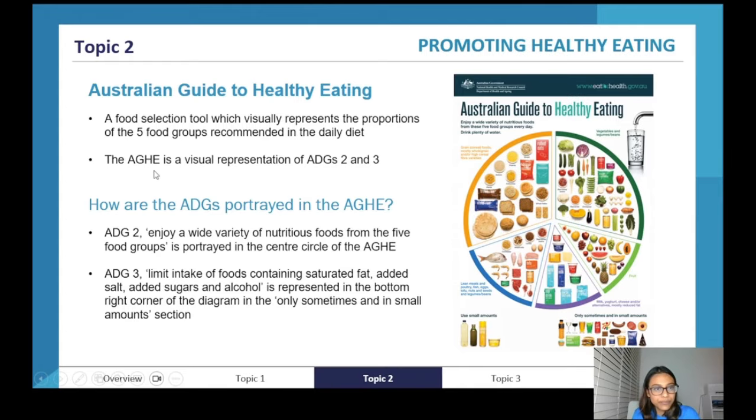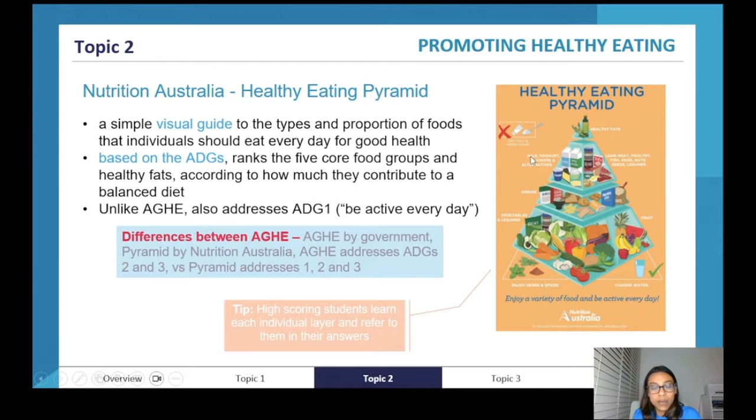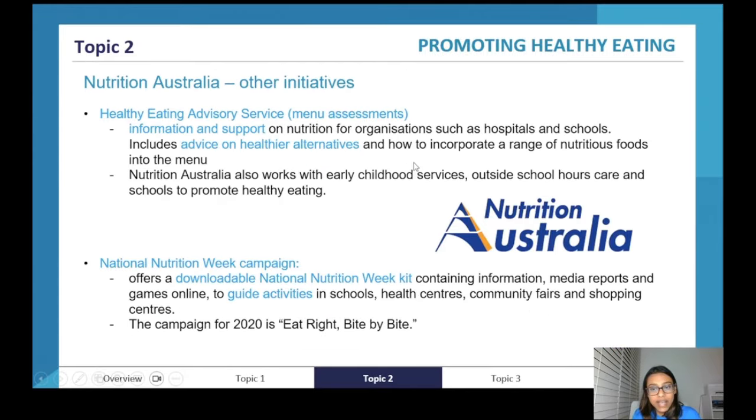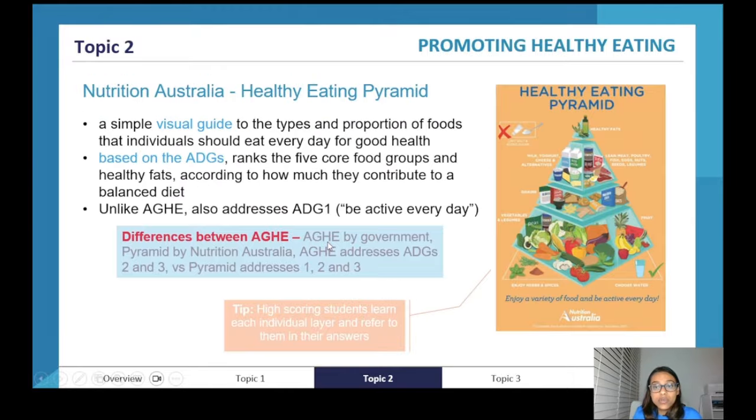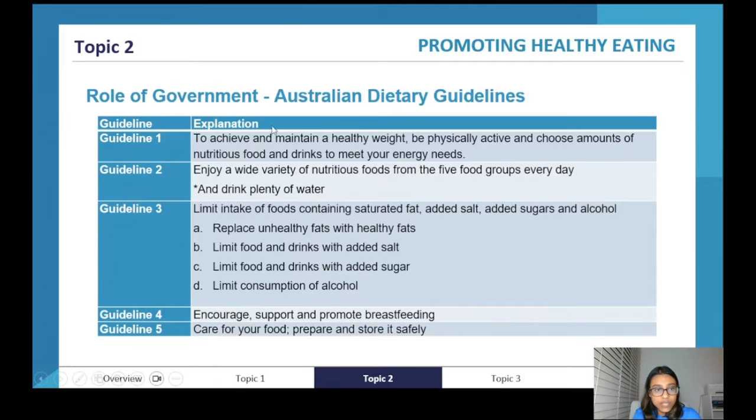So the Australian Guide to Healthy Eating is based off of the ADGs. These are the two government ones. Then we've got the Healthy Eating Pyramid and Nutrition Australia, the Healthy Eating Advisory Service, so other initiatives, and we've also got National Nutrition Week as a campaign, as another service. These two are the non-government ones.